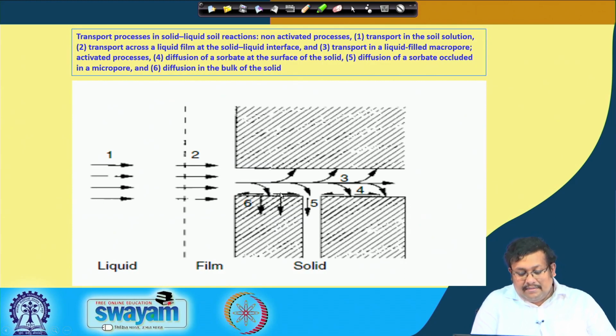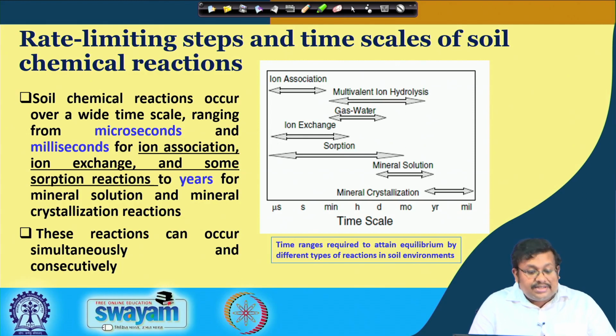However, the movement through the macropores and the diffusion of the sorbate at the surface of the solid is non-activated diffusion. These are examples of non-activated diffusions. There are different rate limiting steps, as you can see here. Different types of soil chemical processes depend on time.